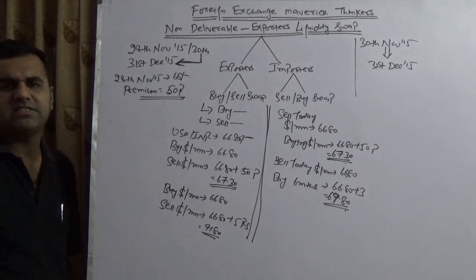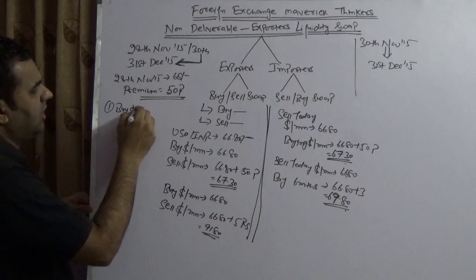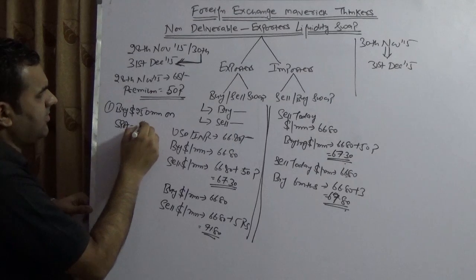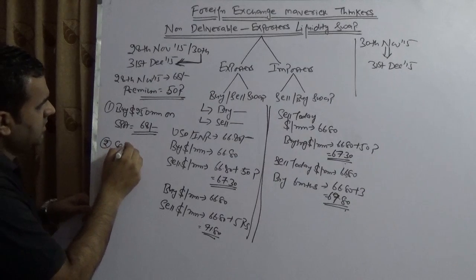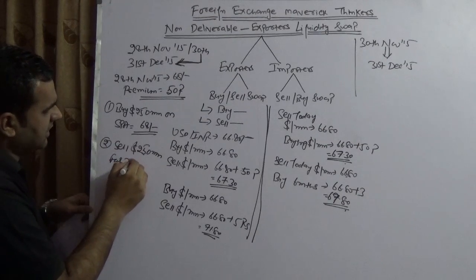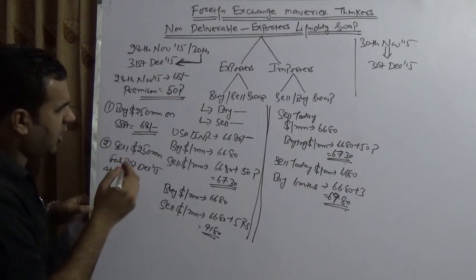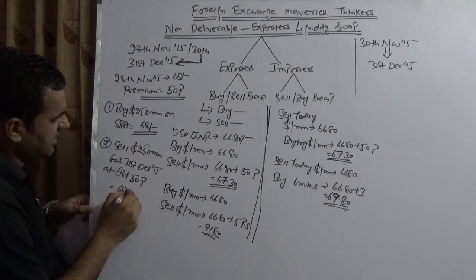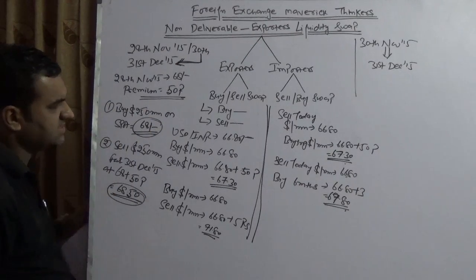Now you enter the buy-sell swap. Number 1, you will buy $250 million on spot, which is at 68. Then you sell $250 million for 31st December 15 at spot plus premium, which is 68.50.